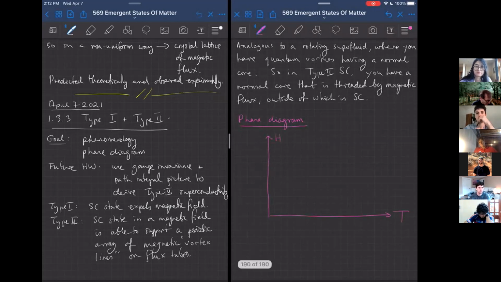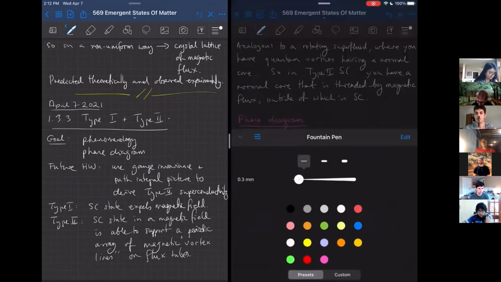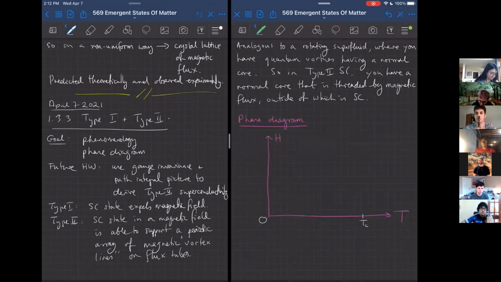So let's look at what the phase diagram is that we expect to see. This is the usual phase diagram of a superconductor, in the H-temperature plane. Somewhere around here is the critical temperature, and what we've seen before is that there is a thermodynamic critical field, which I'll draw like this.